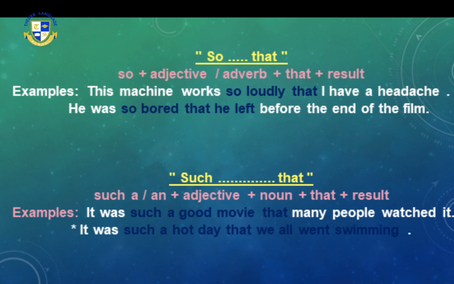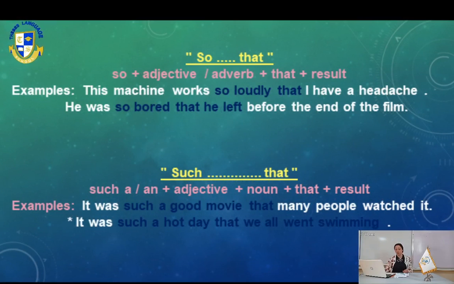And as you see here, so loudly that. Loudly here is an adverb. So if I'm having an adverb or only an adjective, we use so that. Let's have another one. He was so bored that he left before the end of the film. Now here I have the first part of the sentence, he was so bored, and this is the cause. That he left before the end of the film, and this is the effect or the result. And so bored here is an adjective, and as we said before, so can come with an adjective or with an adverb.